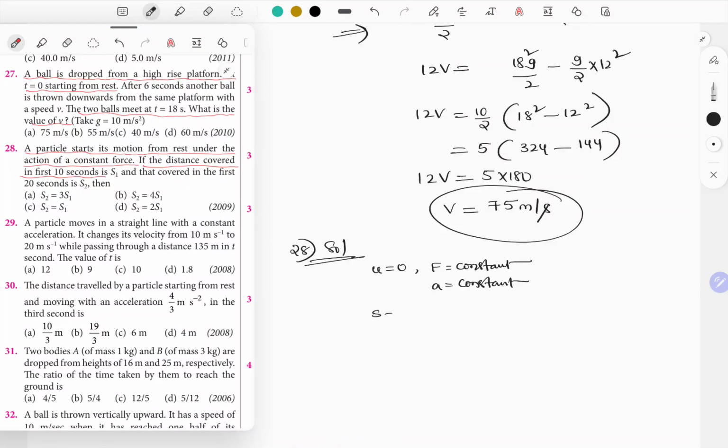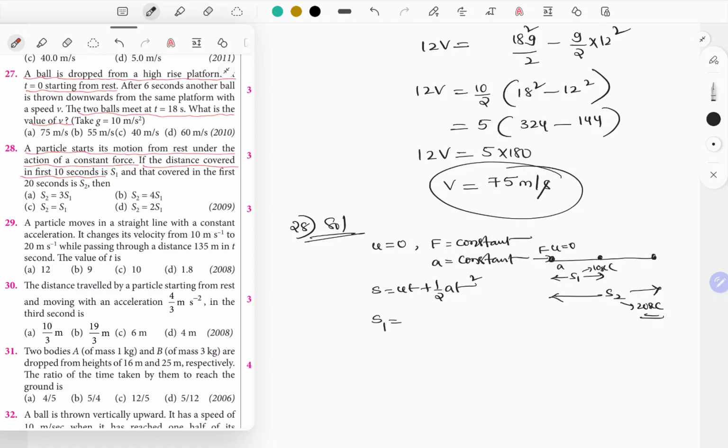then S is equal to ut plus half at square. This is not a motion under gravity numerical. The object is moving on a straight line. Let's say the object is initially at rest, a constant force is applied, then acceleration is present on that object. If acceleration is present, the object will move forward. In the first 10 seconds, it travels S1 distance. In the first 20 seconds, it travels S2 distance. They are asking for the relation between these two.